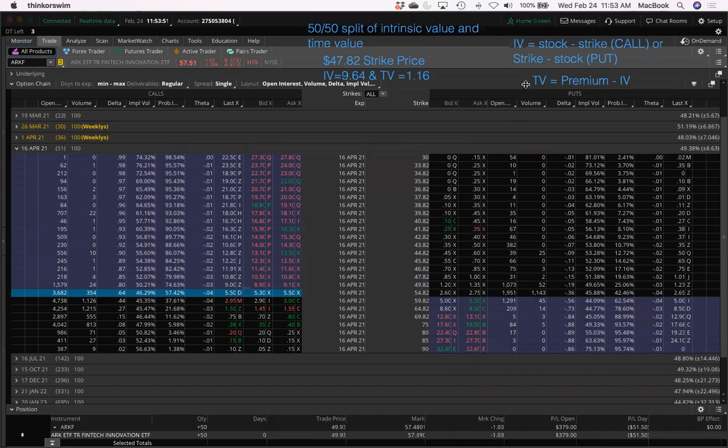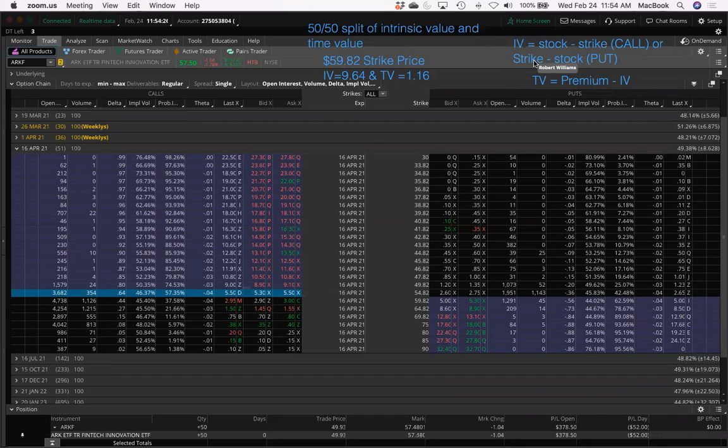But now we need to determine the 50-50 split of intrinsic value and time value on the put side, for when you're going to buy when the stock goes down. So let's arbitrarily pick a strike. We can start again with looking for the 50-50. Again, you're going to be looking at or in the money. So let's just start off with the $59.82 strike. Okay, so let's change this up here. $59.82.